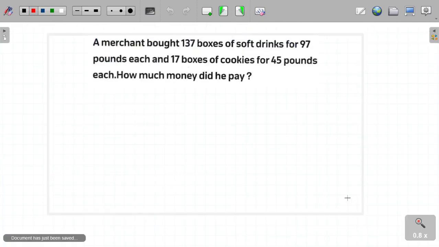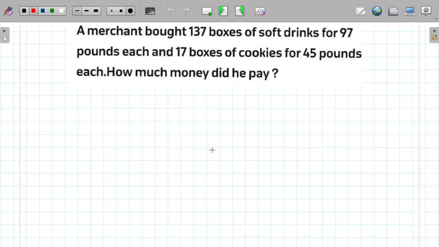Next, I have a merchant who bought 137 boxes of soft drinks for 97 pounds each, and 17 boxes of cookies for 45 pounds each. So how much money did he pay?